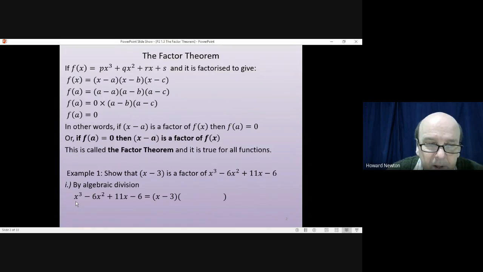You write down the cubic, and then you say that's going to equal x minus 3 times by something. And you've got to work out what the something is. And if it goes perfectly as a factor, then there won't be any remainder at the end. Okay, I'll let you have a go at doing this yourself first. So pause the video, have a go, and then come back again when you're ready.